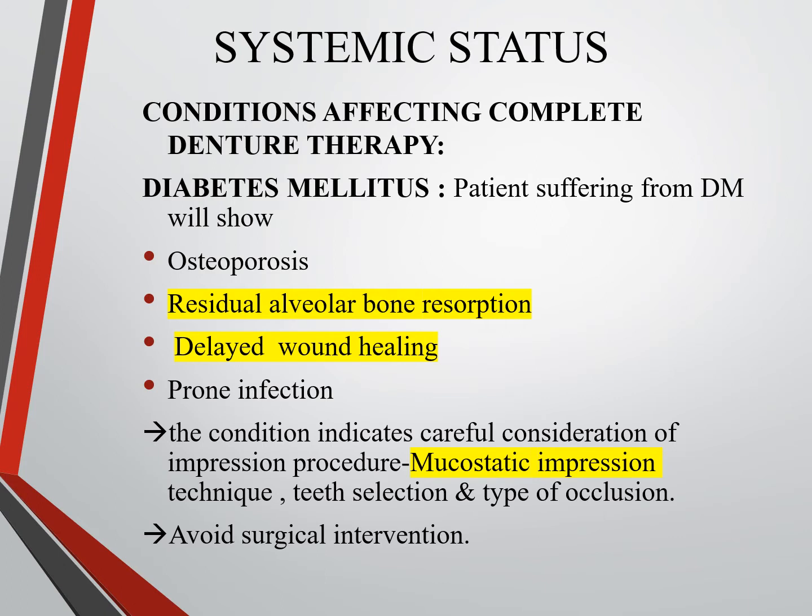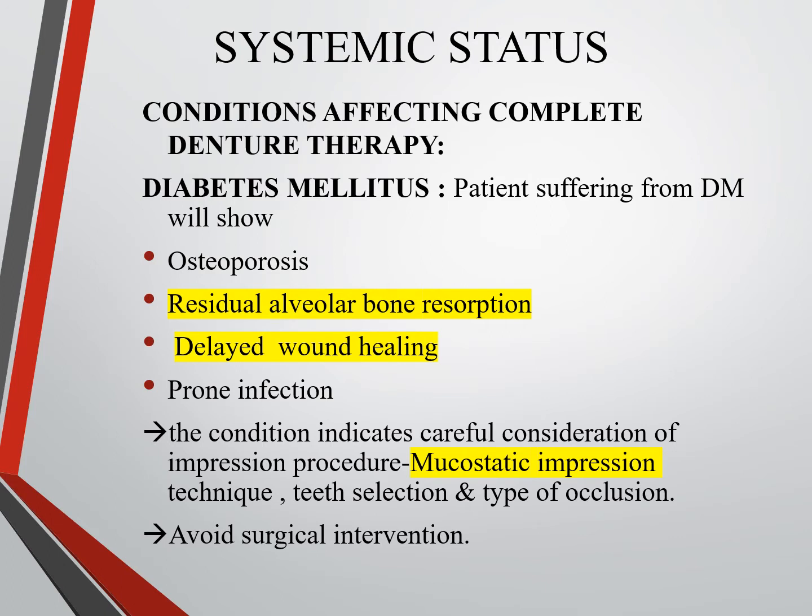We would do a mucostatic impression so that we don't over compress the soft tissue. Yeah, and also the kind of teeth, whether you are using semi-anatomic teeth or non-anatomic teeth, is what you have to take into consideration. And also the type of occlusion, because occlusion as such will be dealt with in a separate chapter when you come to year 5.